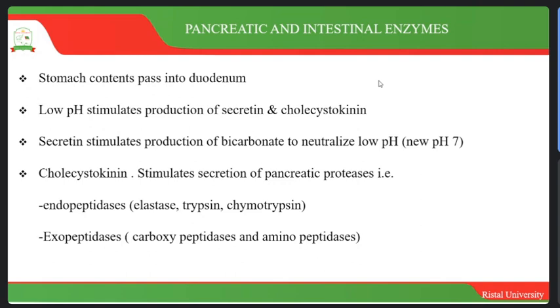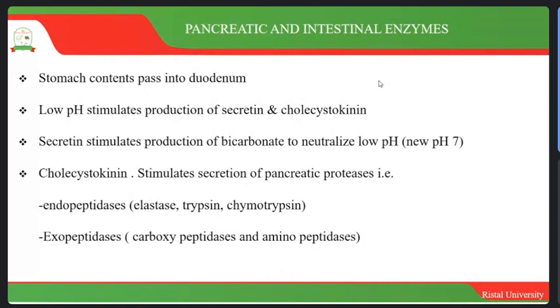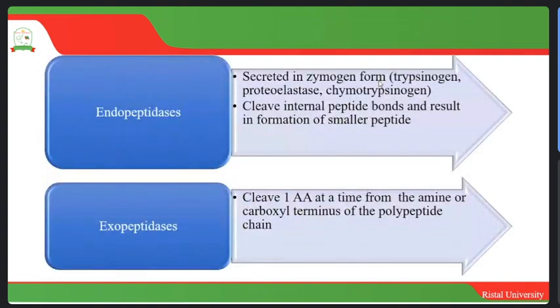So I'll get to discuss that with you maybe sometime later. But I think we discussed the exopeptidases briefly up there, and the endopeptidases. So we know them, and right here we are getting the examples, which are elastase, trypsin, and chymotrypsin for endopeptidases, and then the exopeptidases, the carboxypeptidases and aminopeptidases. And right here we have the endopeptidases. They are secreted in a zymogen form, which is an inactive form. So in other words, we have trypsinogen, proelastase, chymotrypsinogen, and now we can get the examples of endopeptidase enzymes. These cleave the internal peptide bonds and result in the formation of smaller peptides.